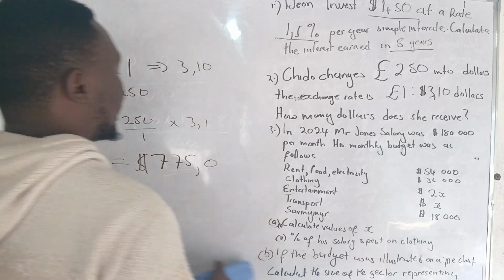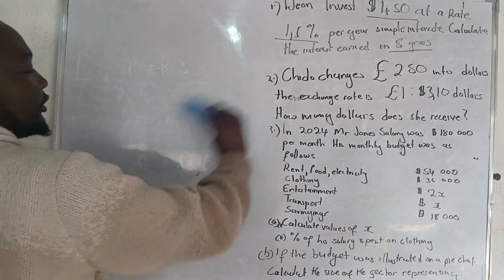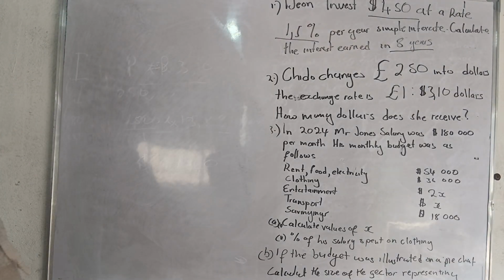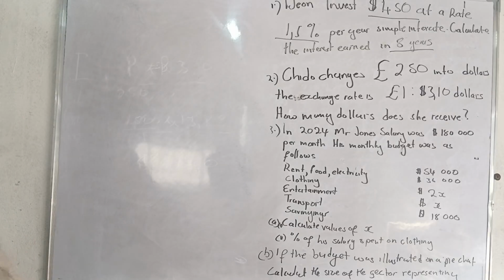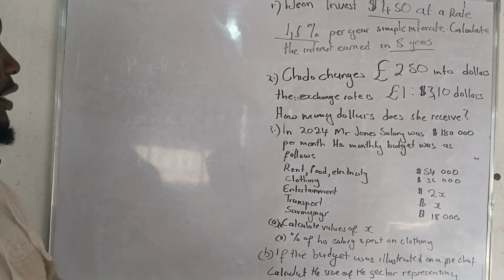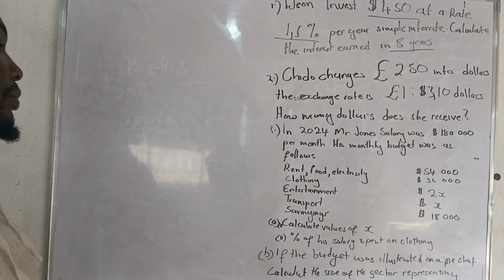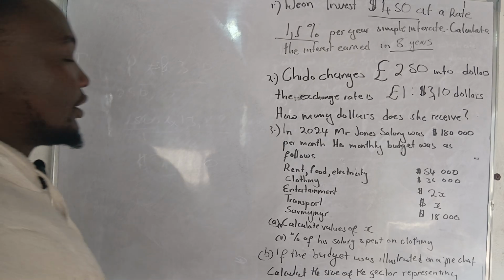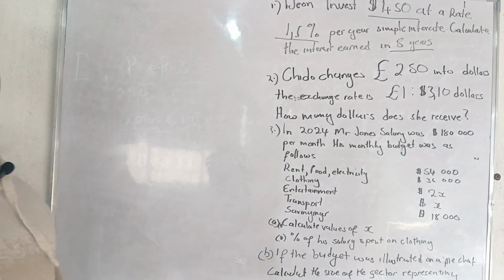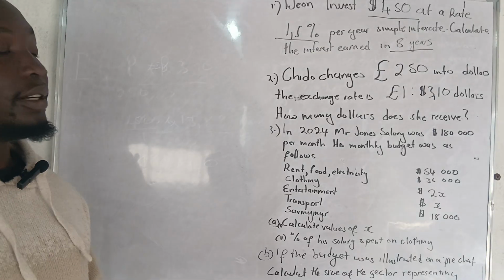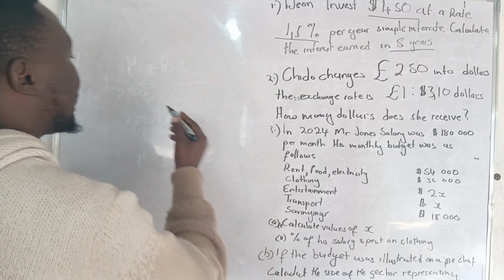So let's do the third question. In 2024, Mr. John's salary was 180,000 per month. His monthly budget was as follows: rent, food and electricity 54,000, clothing 36,000, entertainment 2x, transport x, savings 18,000. Calculate the value of x. So when you are doing a budget, remember that you cannot spend money that you don't have unless you're going to get a loan. In this instance, he doesn't get a loan. So the amount that he receives is the amount that is paid.